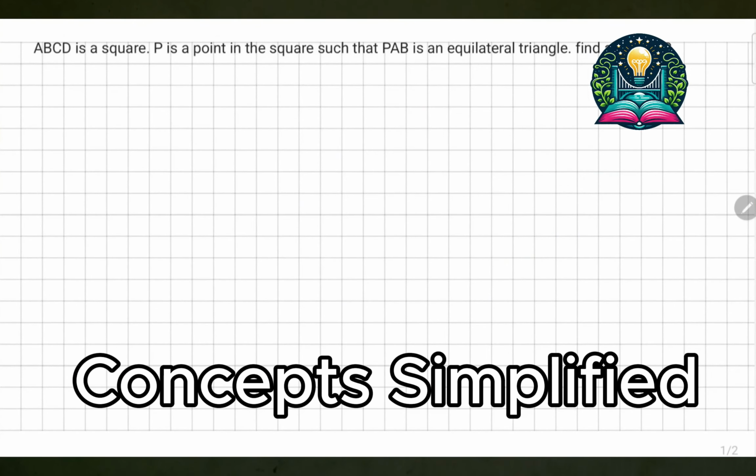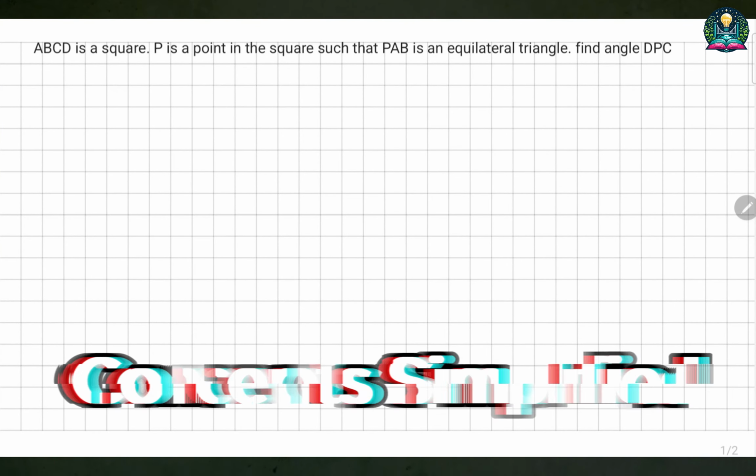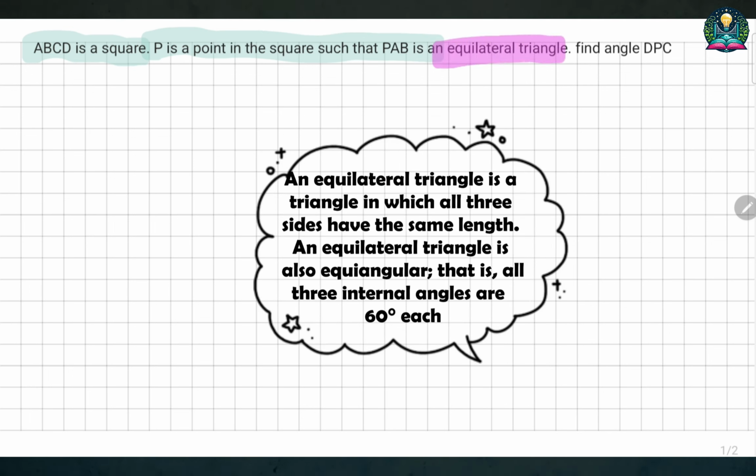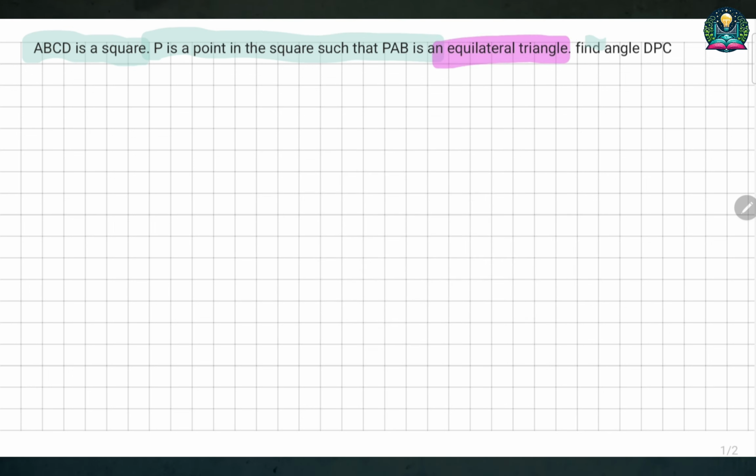Hello guys, let's try and solve some problems on angles in a triangle. Here we have ABCD is a square, P is a point in the square such that PAB is an equilateral triangle. We have to find angle DPC. Now, as you can see, the figure isn't provided to you here.